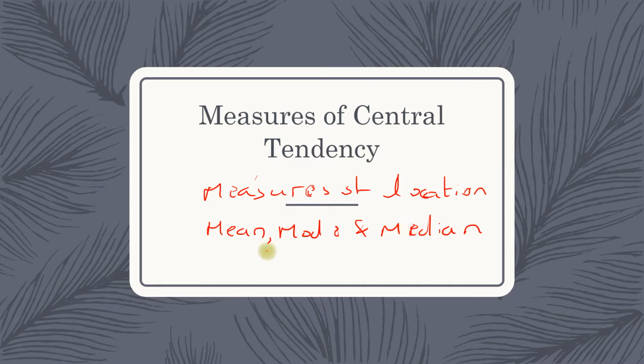Now, these are three different measures. They have their advantages, they have their limitations, and they are different. Many people sometimes confuse these three different terms and take, for example, the mean, the mode, and the median to be basically the same in their interpretation, which is wrong. And we will have to be careful about that.